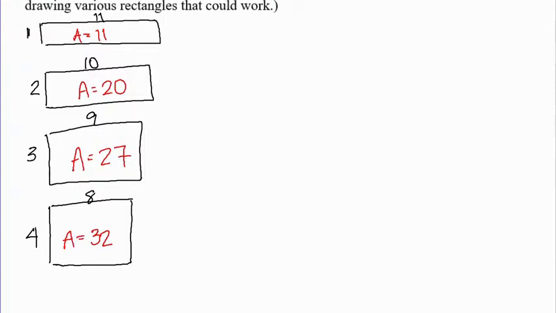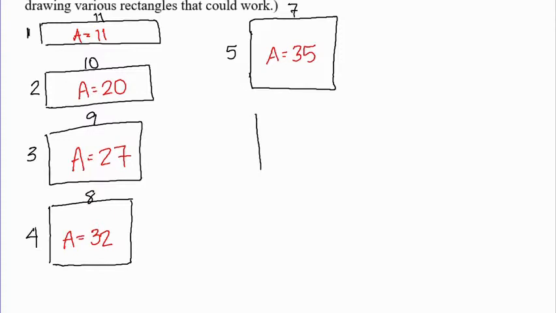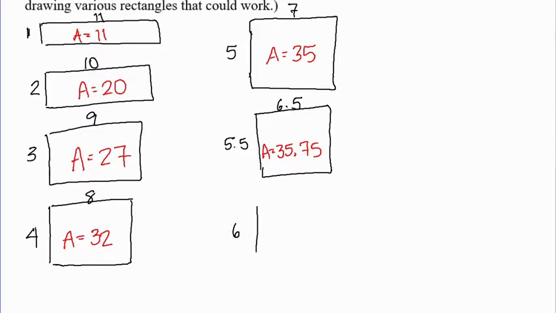We could have dimensions of 5 and 7, giving us an area of 35. We could have dimensions of 5.5 and 6.5, giving us an area of 35.75. We could have dimensions of 6 by 6, which would give us a square, and the area would be 36 square feet.